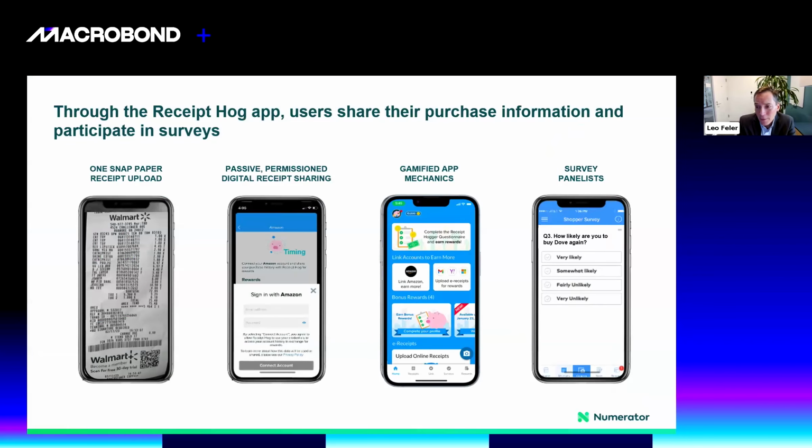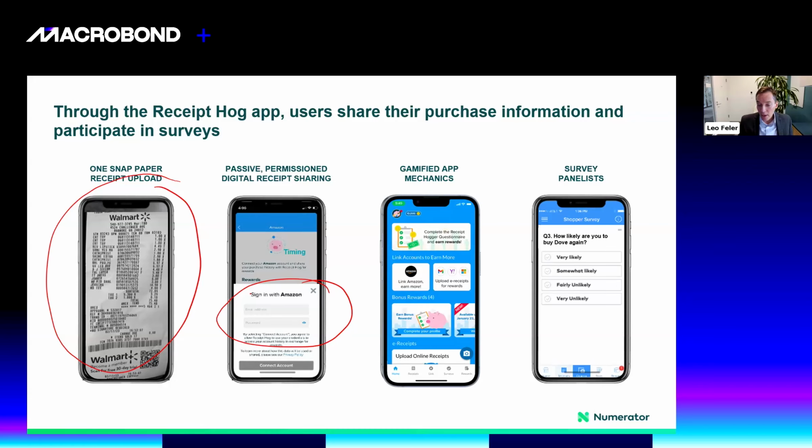So before we really jump in, let me talk about Numerator's proprietary data. Numerator has this app called Receipt Hog, where we pay consumers, we compensate consumers to take pictures of their receipts. And so you can see all the way here on the left, a consumer taking a picture of their receipt. They can also link their loyalty accounts, such as their Amazon account, their CVS account, their Walmart accounts. We take all of that and bring in that data so that we get a picture of what a representative sample of 200,000 households in the US are buying on a daily basis.